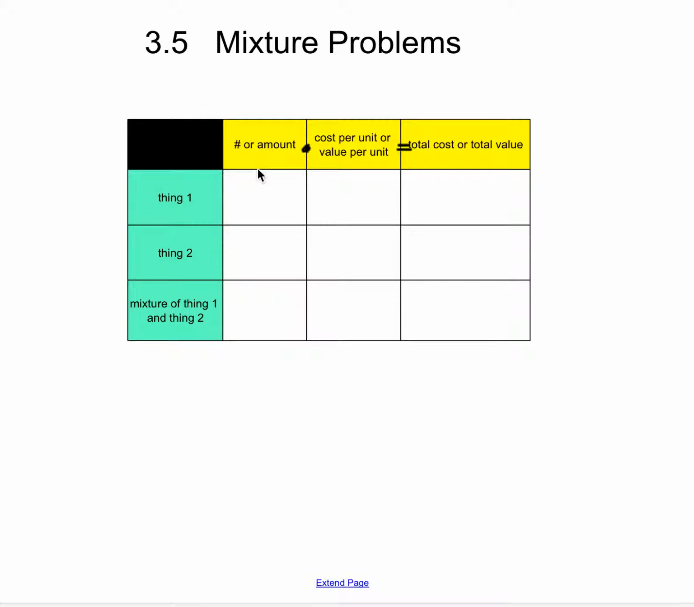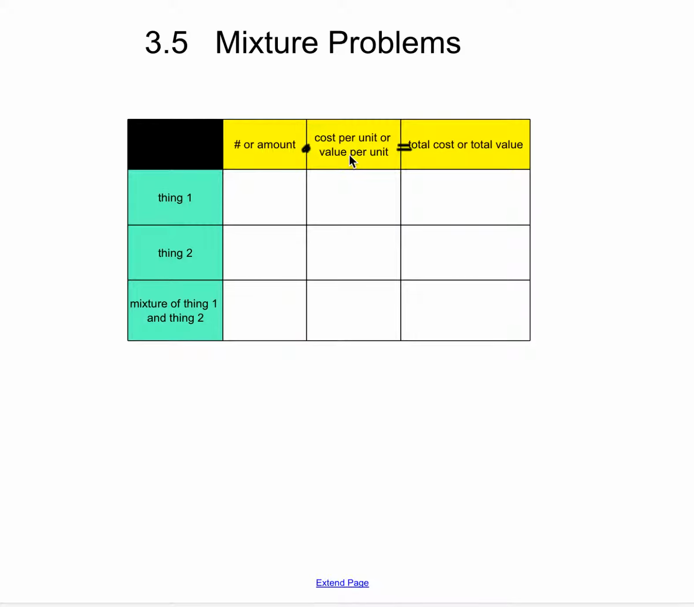So how much would be the first column. So what is my number or my amount of nuts? And you'd put that here. What is my number or amount of chocolate chips? What is the number or the amount of trail mix? Because it's not always going to be equal parts in a lot of things.